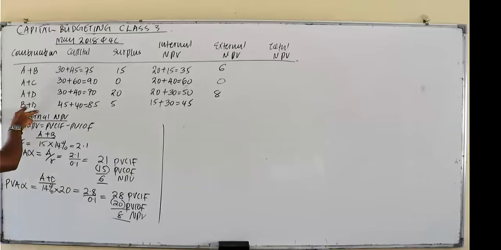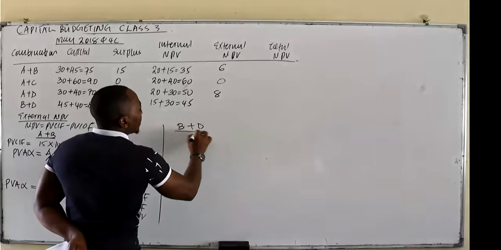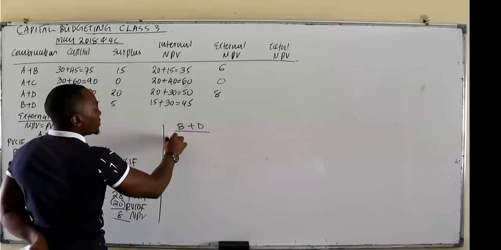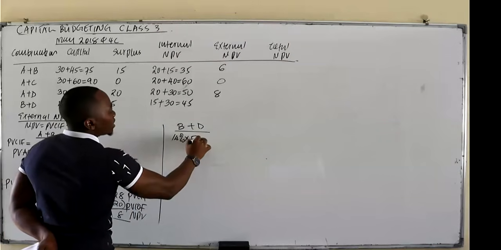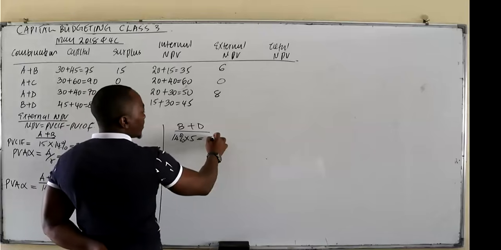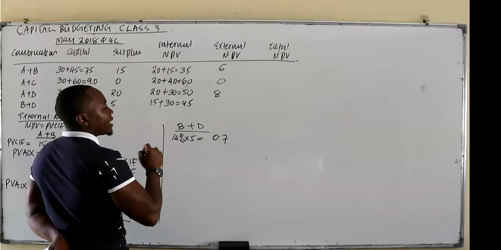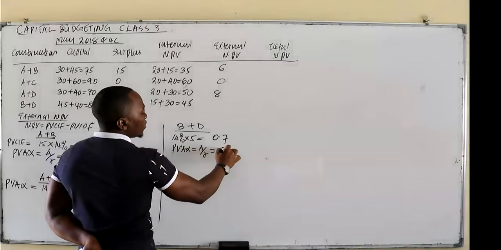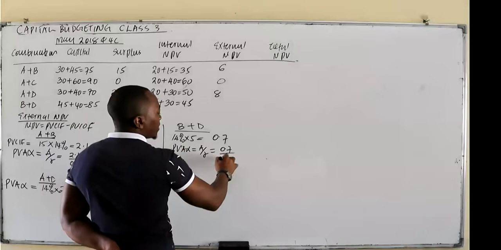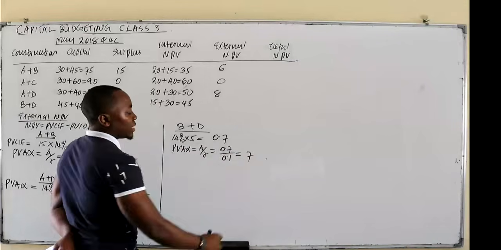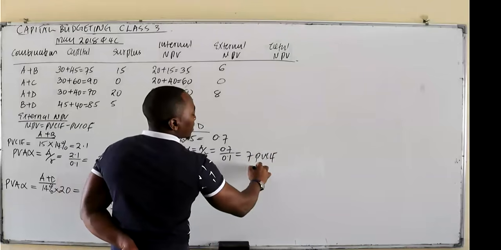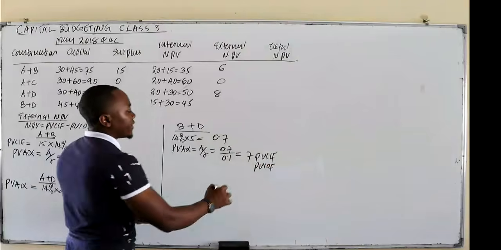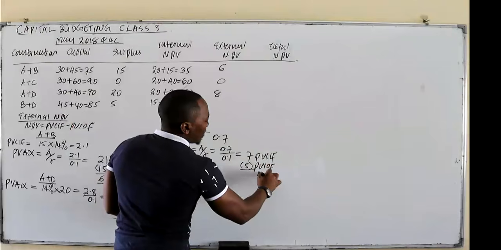Lastly, B and D. B and D, the surplus was 5. If we invest this 5, we'll earn a return of 14% per annum to perpetuity. 14% of 5, 1.4, you get 0.7. Ama? So to get the present value of cash inflow of an annuity to infinity, it's A over R. So it'll be 0.7 over R, which is 10%, and you get 7. Then this is the present value of cash inflow. You raise the present value of cash outflow. How much are you investing? 5. So how much is our NPV?